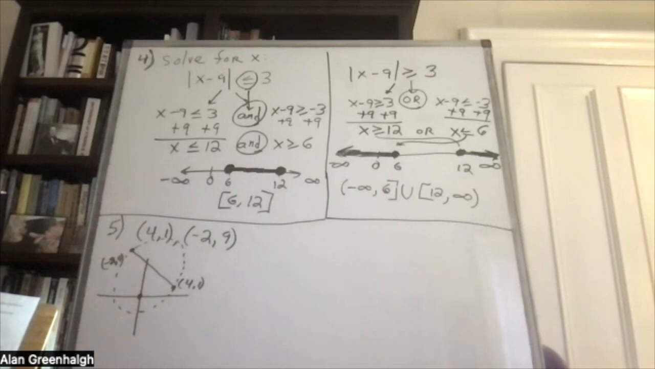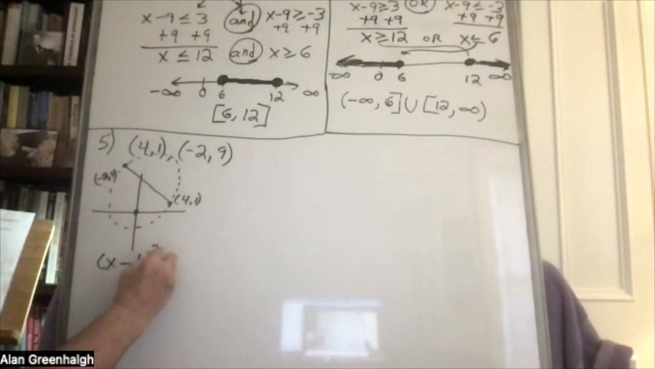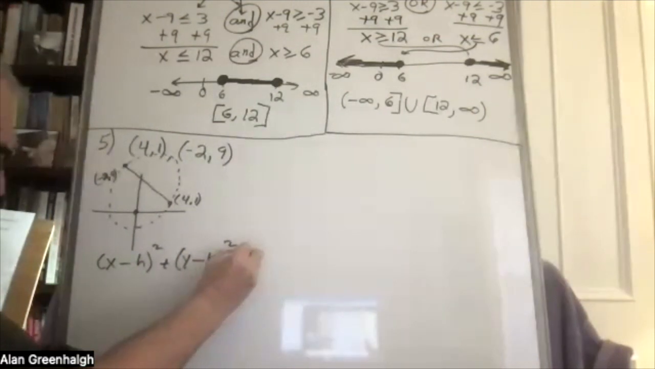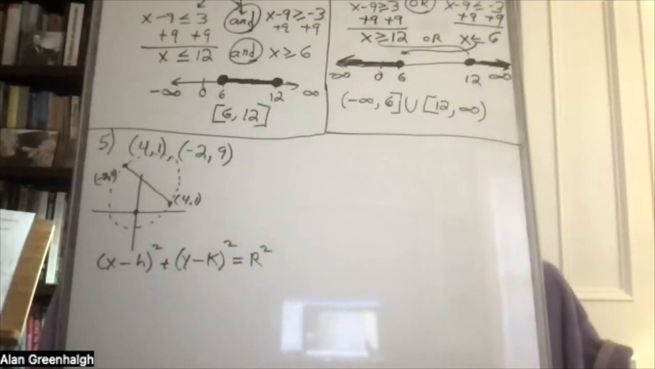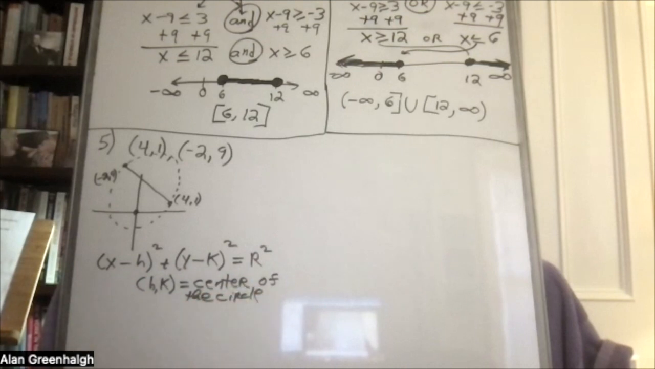Now, the equation of a circle in general will be (x minus h) squared plus (y minus k) squared equals r squared, where (h, k) equals the center of the circle, and r is the length of the radius.